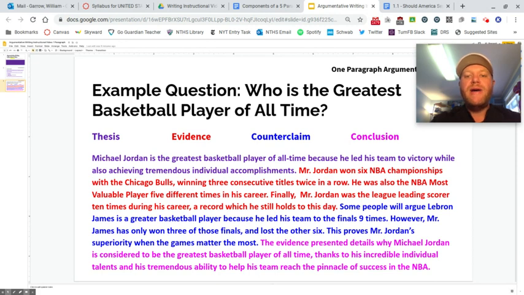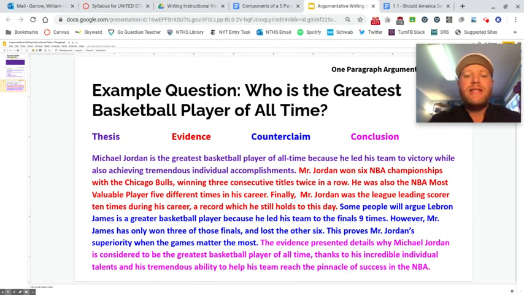And so those are the two aspects that we are using to support our argument. Okay, and so the key then for me is to use the rest of this document to showcase the individual achievements, but also the team achievements of Mr. Jordan to prove to the reader that I am correct. Okay, and we do that using evidence.